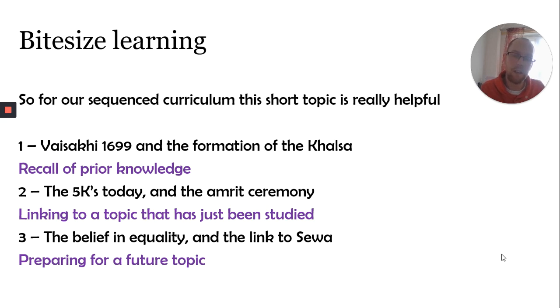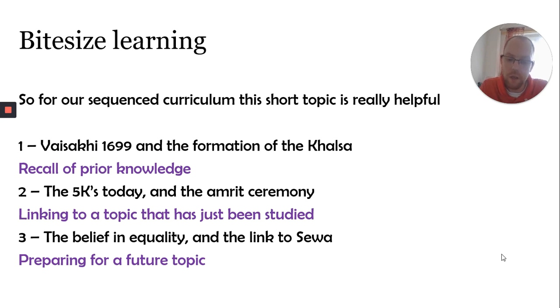It makes a link back to Key Stage 2, something I think we don't do well enough and we're looking to work on. It links to the topic they've just studied, so it's not standing out there on its own, and it prepares for a future topic. And ideally, what would happen is in the third lesson, the belief in equality and the link to Seva, we'd have some time at the end of that, 15 to 20 minutes, where they get their previous assessment back and complete that feedback. So it's linked through.